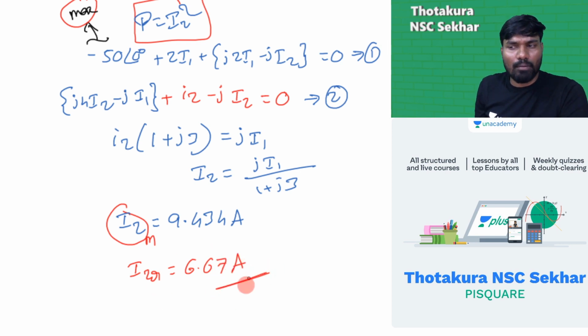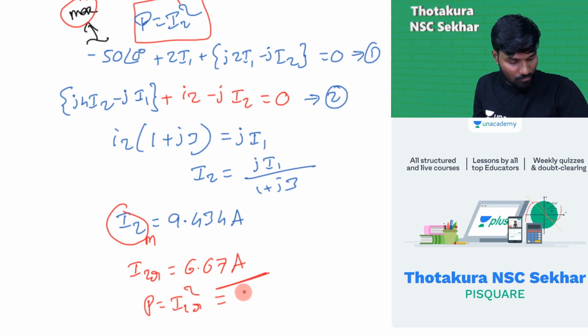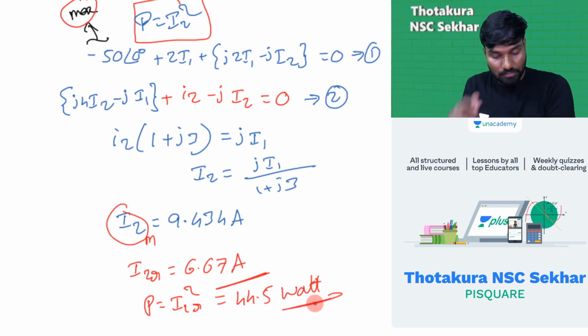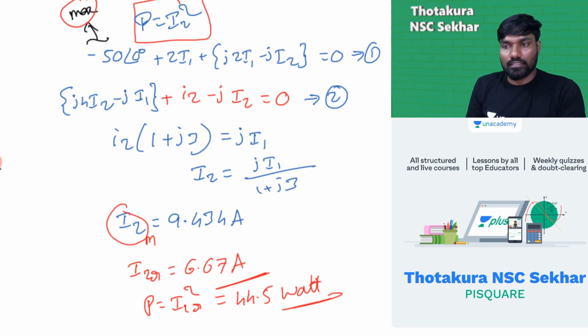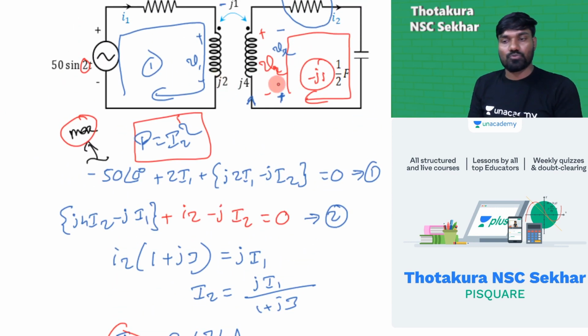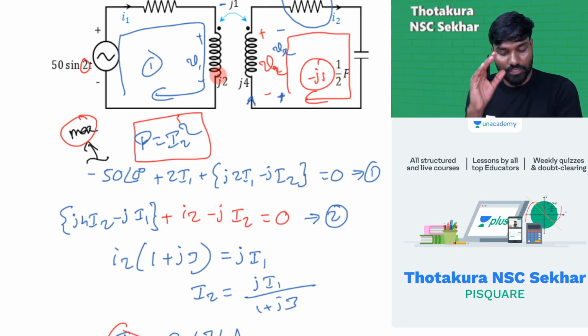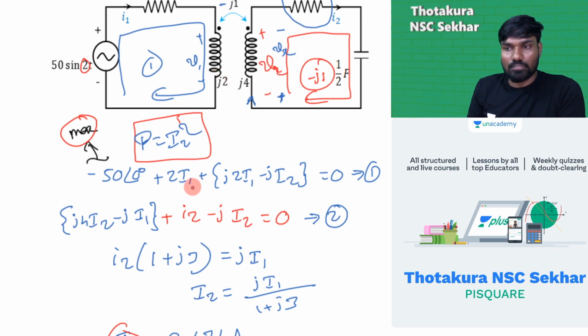Okay, is this the power? Power is 6.67 square. If you square it, P is equal to I2 RMS square, which is 44.5 watt. This is the answer. Try to be careful in finding V1 and V2, which is very crucial. That's the first and foremost thing you should remember. That's the main summary of this specific lecture.